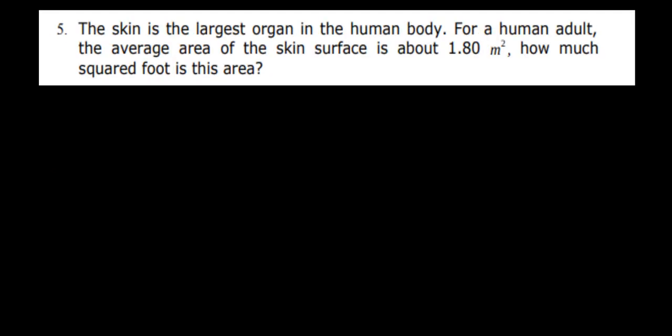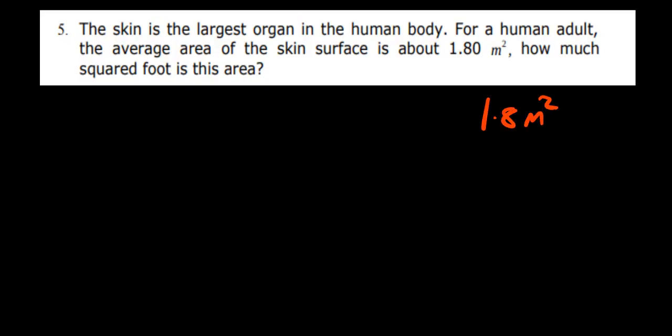Okay, let's solve question number 5. We're saying the skin is the largest organ in the human body. For a human adult, the average area of the skin surface is about 1.80 square meters. How much square foot is this area? Okay, so we are told the skin surface is about 1.8 square meters. How much square foot is this area?